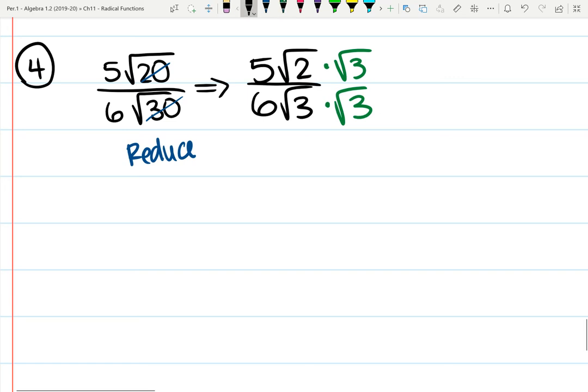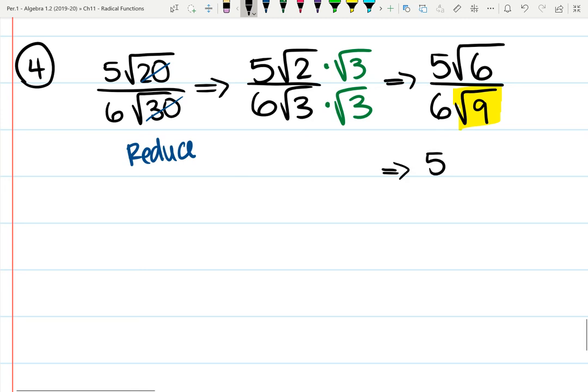Here we go. Let's see. What does this become? We end up with 5 on the outside. And on the inside, we have 2 times 3, which is 6. On my bottom here, my denominator, we have 6 on the outside. And inside the square root, 3 times 3 is 9. Hey, this is great because the square root of 9 is 3. We can reduce this. We can simplify this. The top stays the same, but my denominator is now 6 times 3 outside of my square root. 6 times 3 is 18.